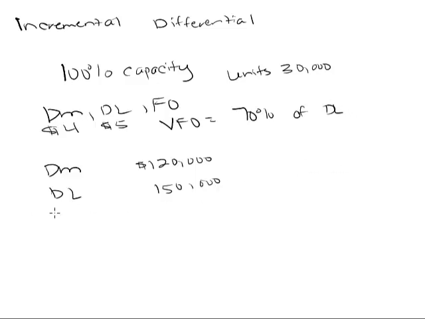All right, so when we talk about the variable factory overhead, and I'll just shortcut this for space, then we're going to take 70% of the direct labor. Well, we know our direct labor, it's right here, 150,000, and I need 70% of that. So that's going to be 105,000. Okay? Good? Yes? Okay.